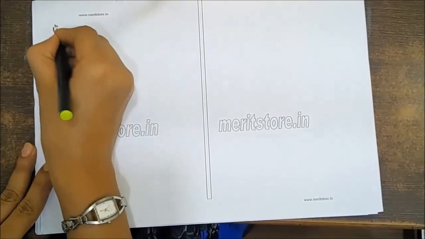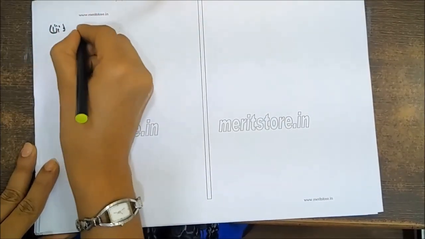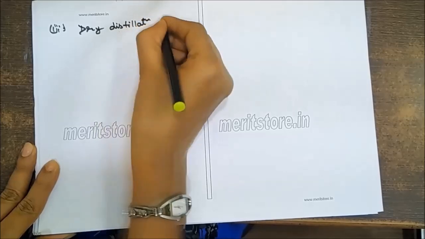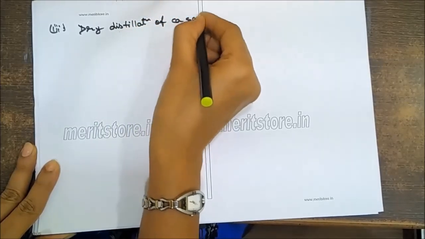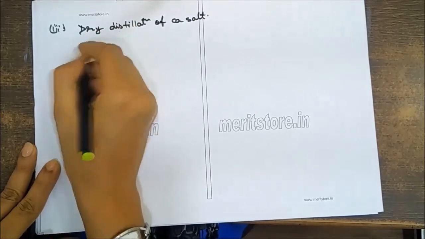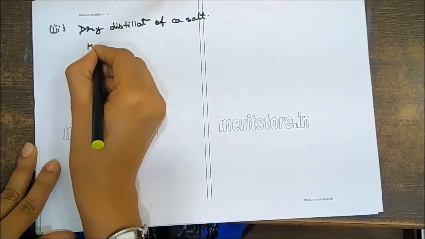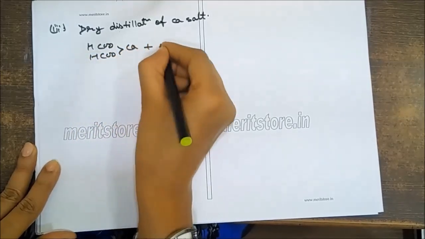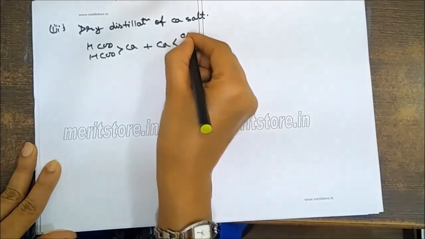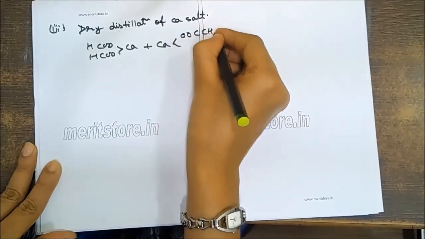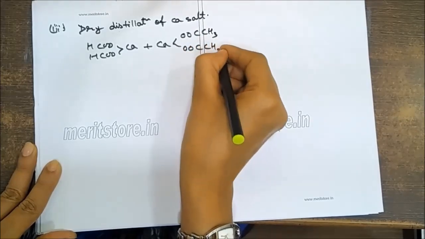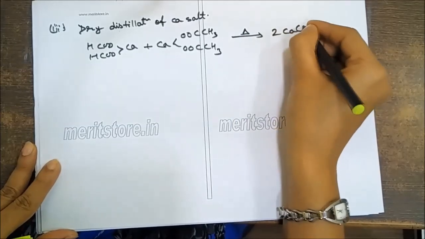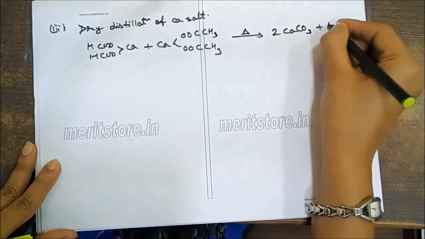Now the third one is dry distillation of calcium salt. When we take the calcium salt of acid, two molecules, and on heating or dry distillation it will give calcium carbonate and acetaldehyde.